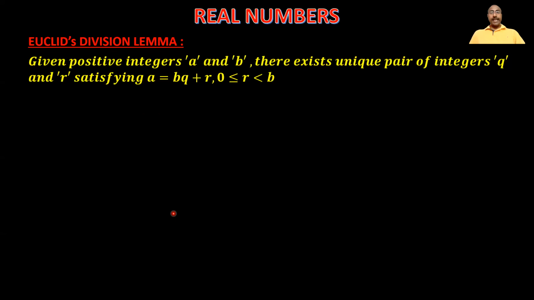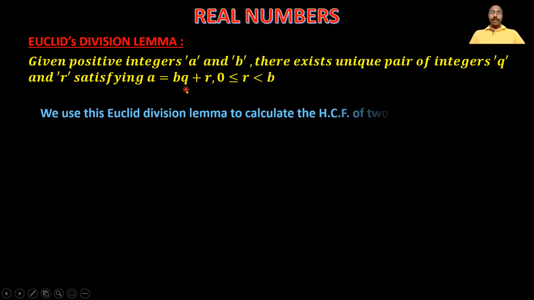So let's write Euclid's division lemma. Given positive integers a and b, there exists a unique pair of integers q and r satisfying a is equal to bq plus r, where 0 is less than or equal to r, less than b. So in this equation, a is equal to bq plus r, a is dividend, b is divisor, q is quotient, r is remainder, and the values of r are from 0 and less than b, that is, smaller than our divisor. Okay, this is called Euclid's division lemma.